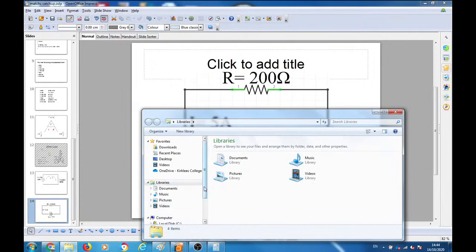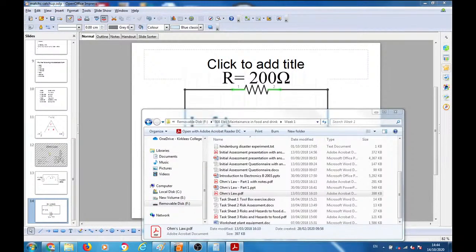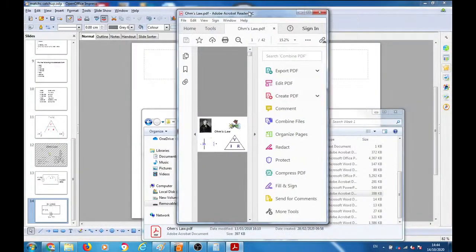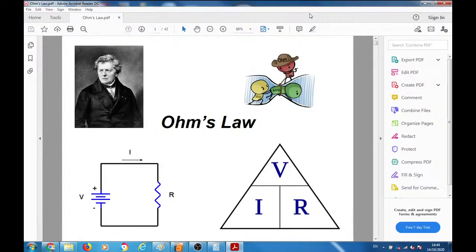Let me just go into my USB stick and get this up. Do we need this? I can put this in.